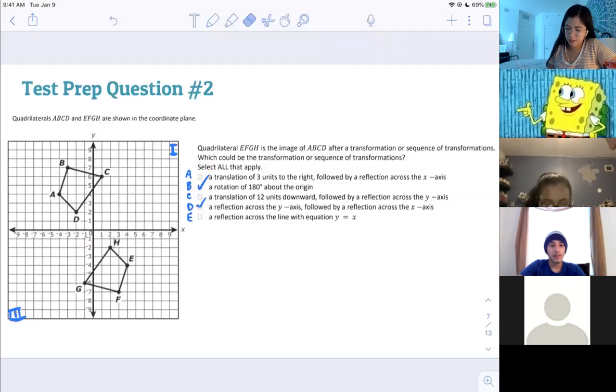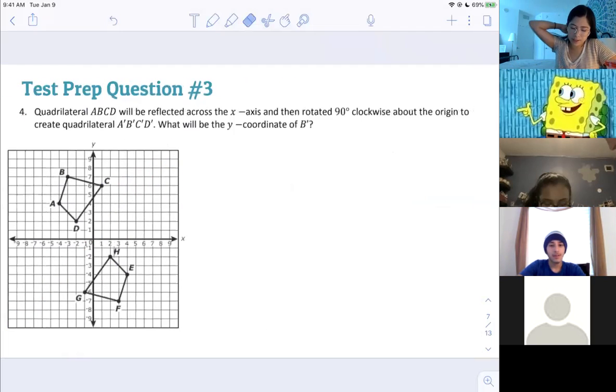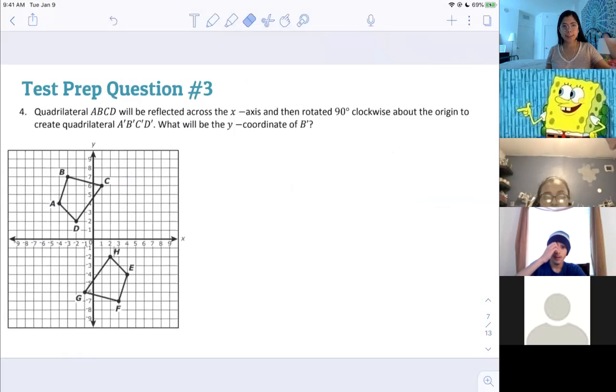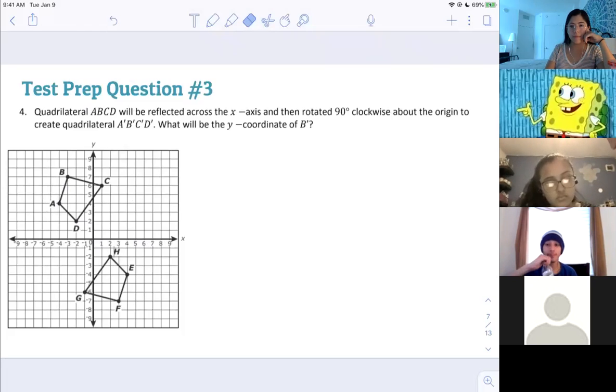All right. Next one. We're using the same two images. Tyrone, you want to read? Quadrilateral ABCD will be reflected across the x-axis and then rotated 90 degrees clockwise about the origin to create quadrilateral A prime, B prime, C prime, and D prime. What will be the y coordinate of B?